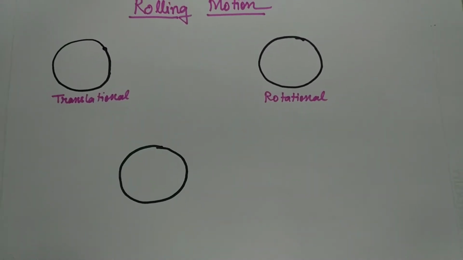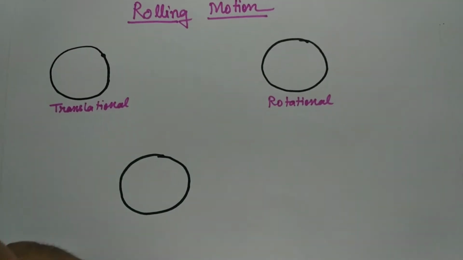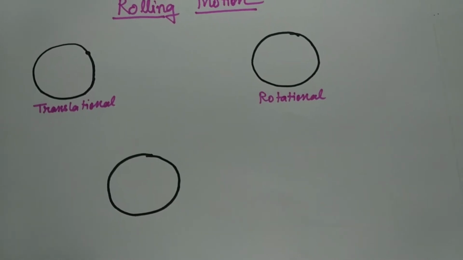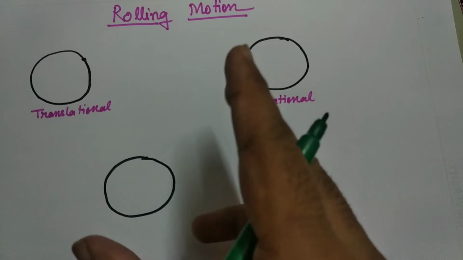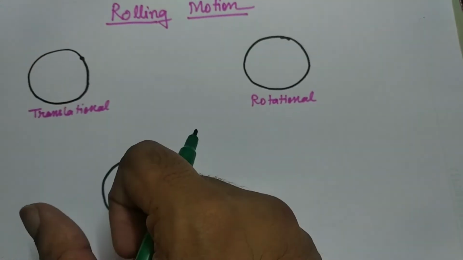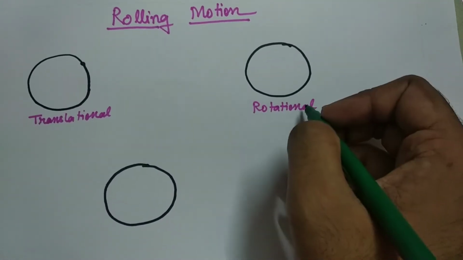Hello friends, today we are going to discuss rolling motion. This is a very important topic of rotational motion. So what is rolling motion? An object which is rolling has two components. One is translational motion, the other one is rotational motion.